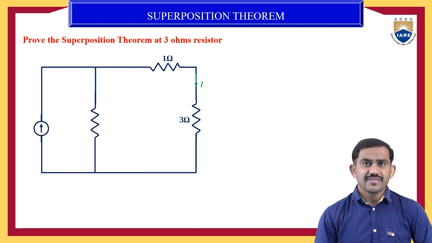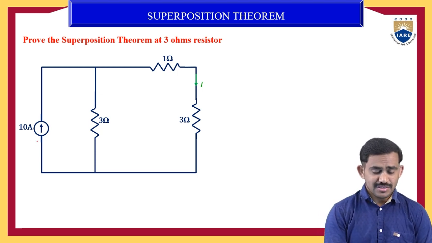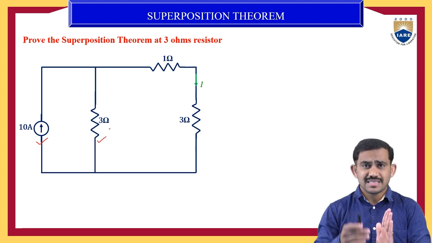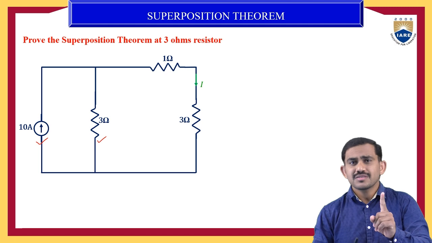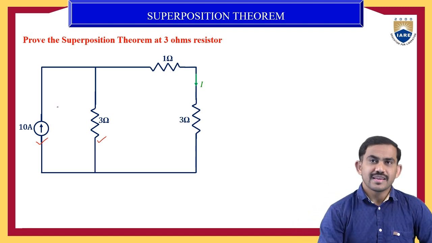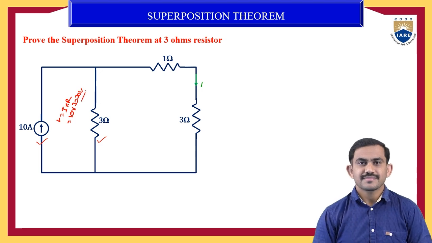Okay, then what is the current value? That is 10 amps. And what is the resistor value? 3 ohms. Now again, the current source and resistor are in parallel. A current source in parallel with a resistor can be converted to a voltage source in series with the same resistor. What is the voltage value there? V equals I into R. So 10 into 3 gives 30 volts.